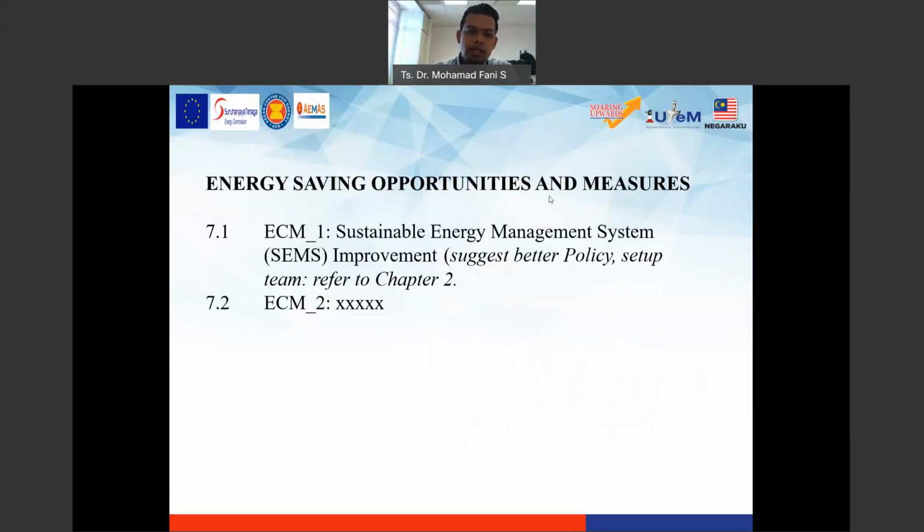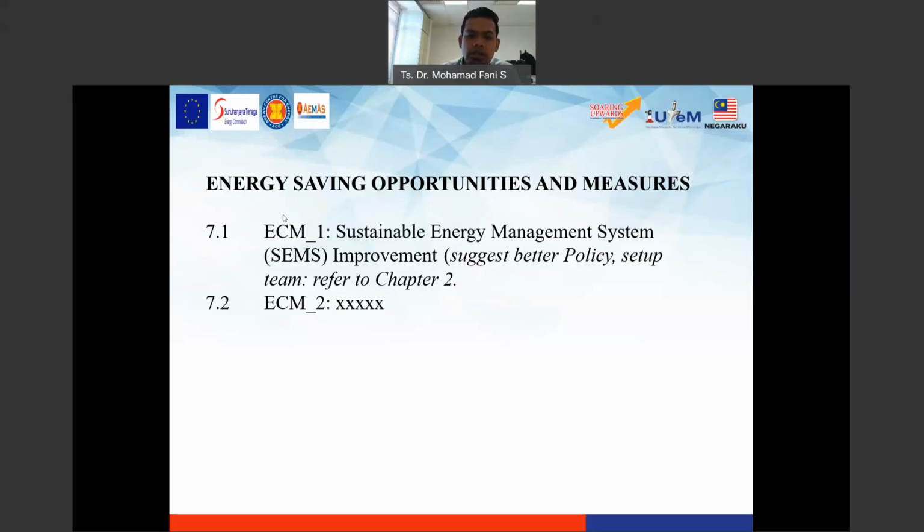Okay, next section is energy saving opportunities and measures. So after we present the available measurements and analysis of the real system, the system available inside the building, we come up with the energy saving opportunities or measures. For example, we list down all the ECMs. ECM 1 is sustainable energy management system setup to get a better policy setup. You can refer to chapter 2.